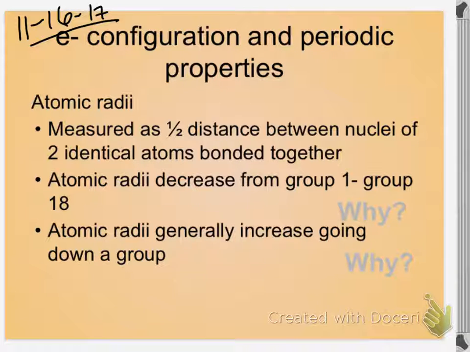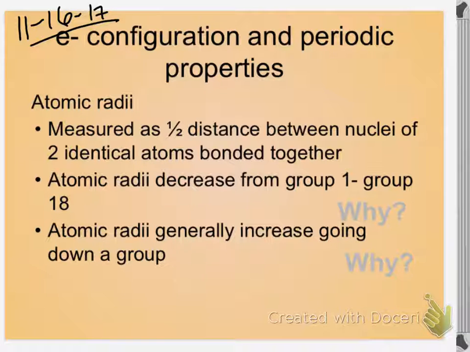So, you know what the radius of a circle is? What's the radius of a circle? Half the diameter, yeah, half the distance across the circle. So we talk about atomic radii. And atomic radii, we measure, now this is interesting, only when we have two bonded atoms.